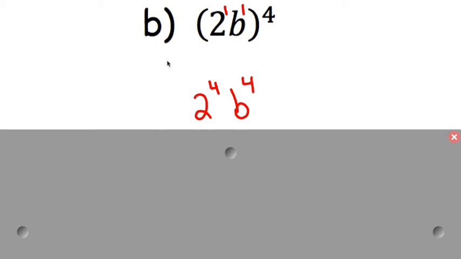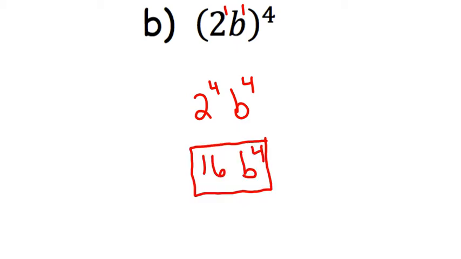So I'm just going to jump right into that instead of writing 4 times 1. And then again, 2 to the fourth power, plug that in your calculator. 2 to the fourth power is 16, so I have one thing left to do. 2 to the fourth is 16, b to the fourth.